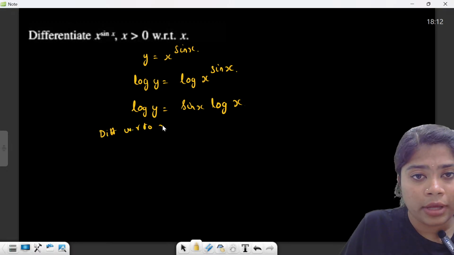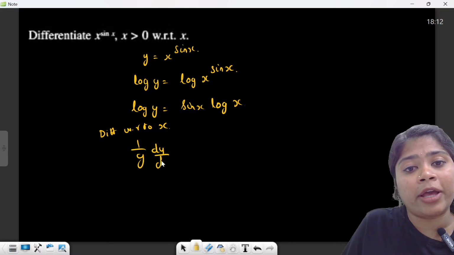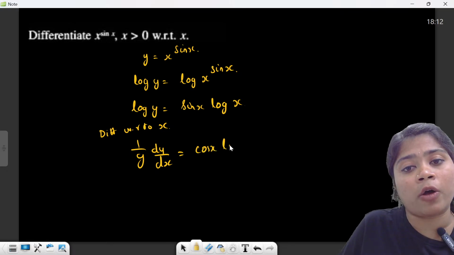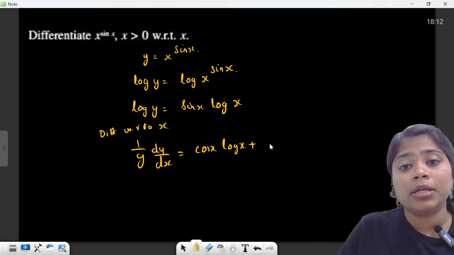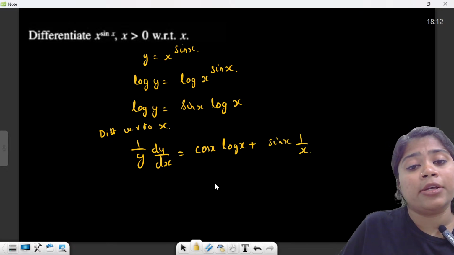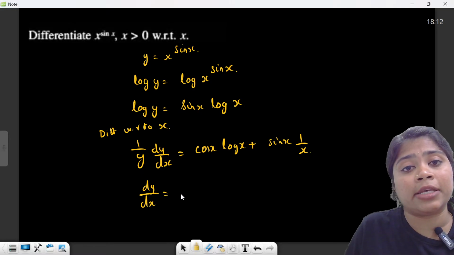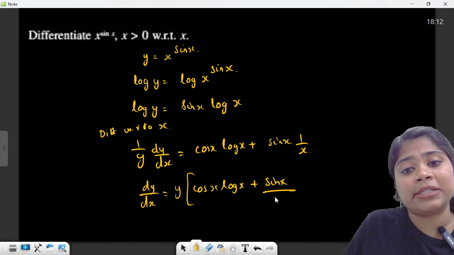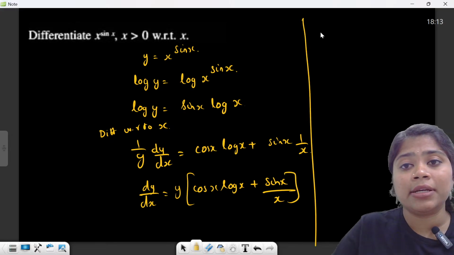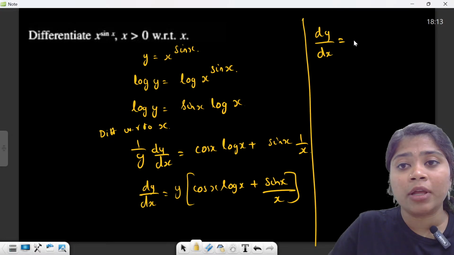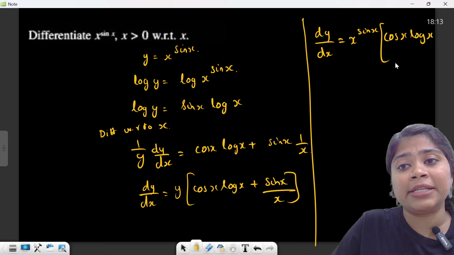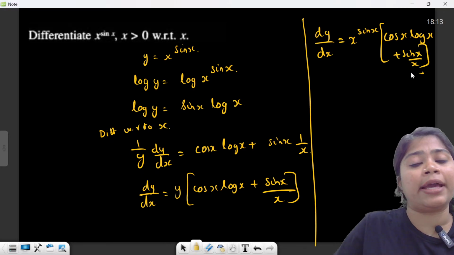with respect to x. So 1 by y dy by dx is equal to, here uv differentiation, derivative of sin x is cos x, times log x, plus sin x times 1 by x. So dy by dx is equal to y into cos x log x plus sin x divided by x. So the final answer is dy by dx is equal to x to the power sin x into cos x log x plus sin x by x.